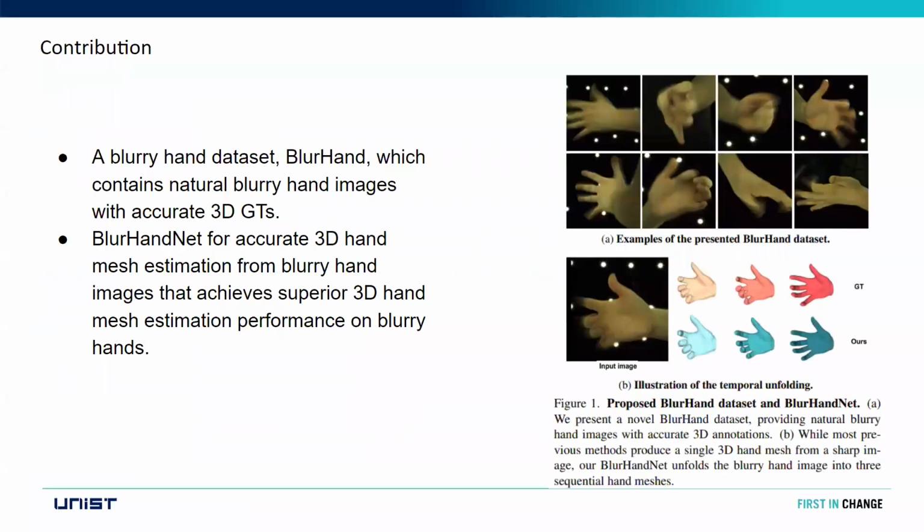So, what is the contribution of this paper? They provide a blurry hand dataset called BlurHand that contains natural blurry hand images with accurate 3D ground truth. And they provide BlurHandNet for accurate 3D hand mesh estimation from blurry hand images, which achieves superior 3D hand mesh estimation performance on blurry hands. Some examples they provided here. I will go into details later.